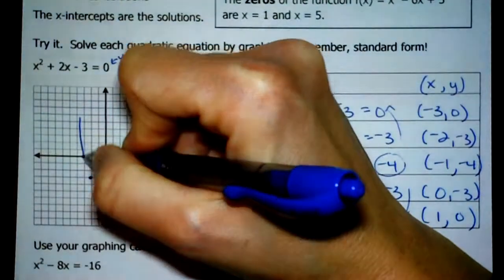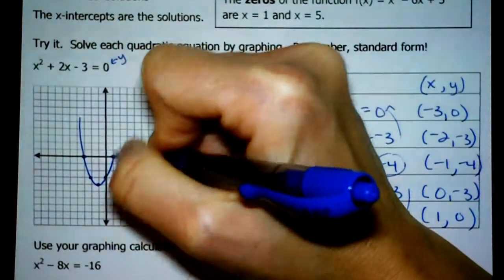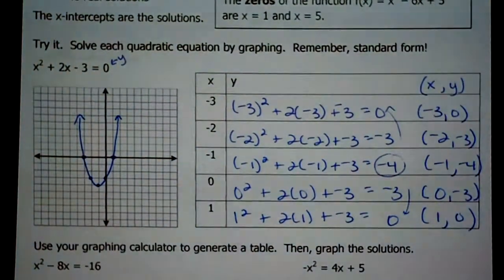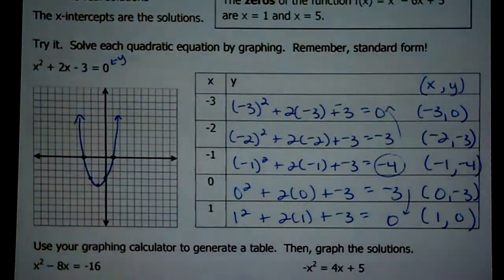I'm going to draw a smooth curve, not a V, because a V is going to be absolute value. I want a U-shaped parabola here. This is what it looks like. Now you might be thinking, yay, I'm all done. We're not, because wasn't our goal to solve this?